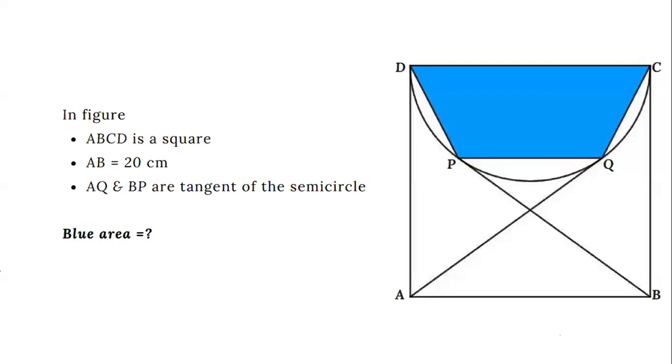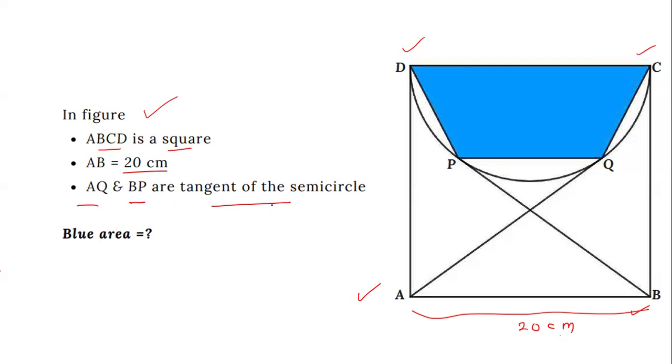So hello guys, in this video we will solve this problem. In this problem it is given that in the figure ABCD is a square. You can see that A, B, C and D form a square, and AB is 20 centimeter. So this side length is 20 centimeter, and AQ and BP are tangent to this semicircle.